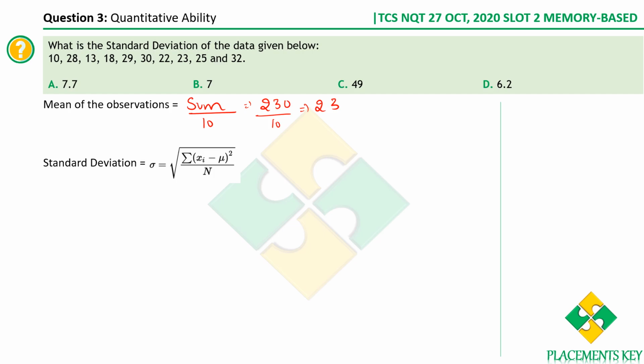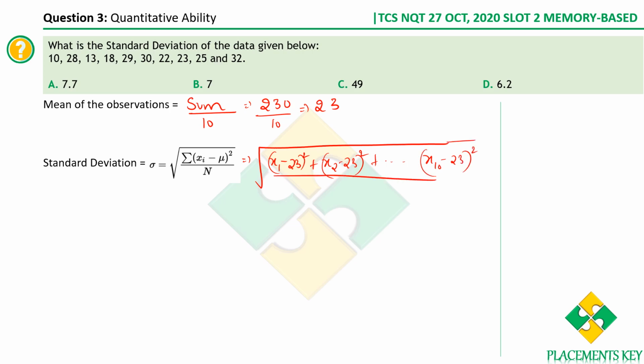Okay, similarly the standard deviation is what? Square root of sigma (xi minus mu) whole square divided by n. So in this case, what would be the formula? It is square root of, we have 10 observations, right? So we get x1 minus mu, which is 23, minus 23 whole square plus x2 minus 23 whole square, and so on, x10 minus 23 whole square, whole divided by 10, n value is 10, right? Where this is x1, this is x2, this is x3, x4, and so on, and this is x10.